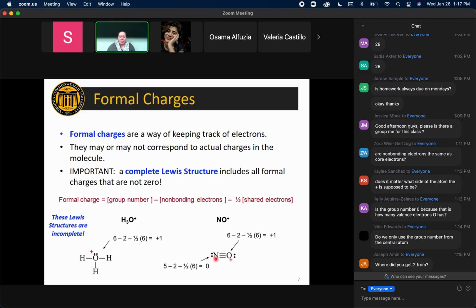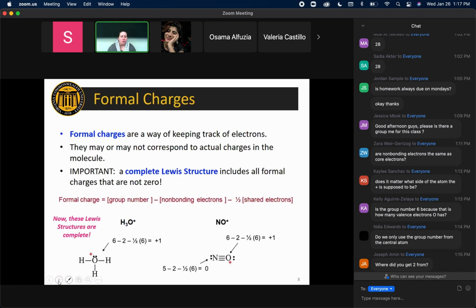For nitrogen, we go through the same process. For nitrogen, it's group 5. It has 2 non-bonding electrons that are over here in this lone pair. And of course it also has the same 6 shared electrons, so we take half of 6. In the case of nitrogen though, 5 minus 2 minus 3 is 0, and nitrogen does not have a formal charge. So now that we've assigned all of our formal charges, we can say that these Lewis structures are now complete. Does that make sense to everybody? We'll see some more examples and you will get to practice. So I'm going to keep going unless I see messages pop up in the chat or you jump in.